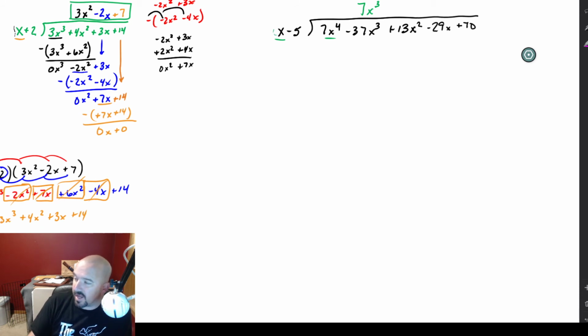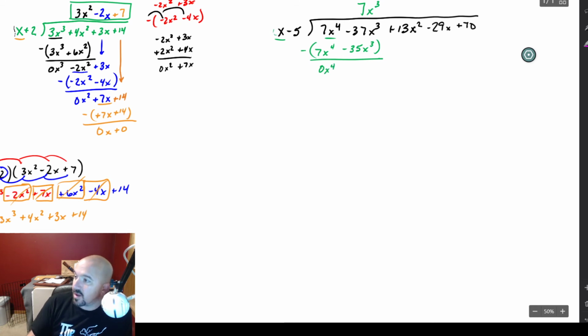And so now I go ahead and I distribute. 7x cubed times x is going to give us 7x to the 4th. 7x cubed times negative 5 is a negative 35x cubed. Parentheses, subtract. 7 minus 7 is 0, x to the 4th.